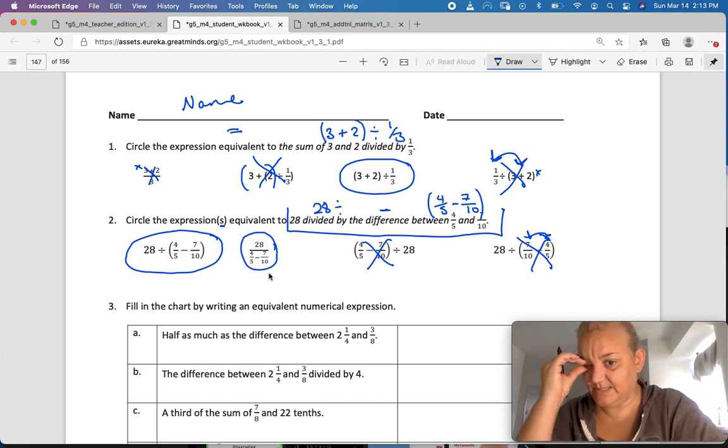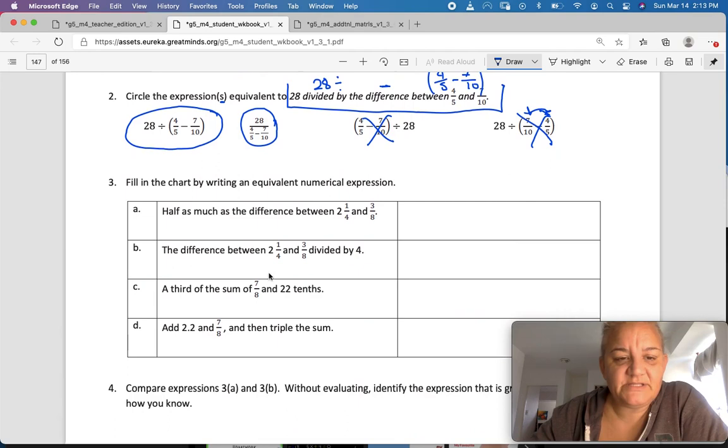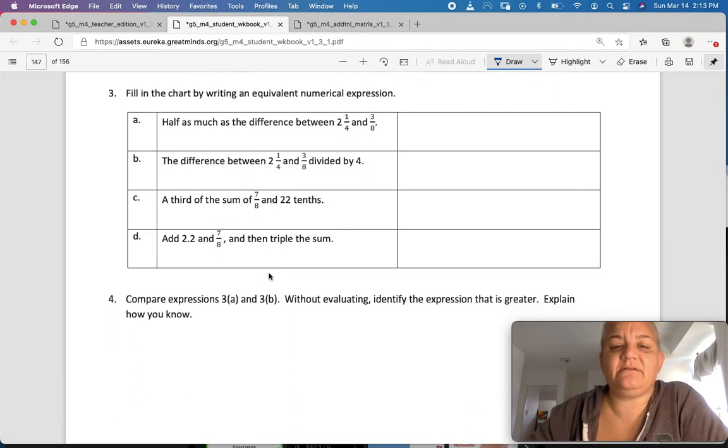Do you understand what we're doing? We're reading the English and we're turning it into numbers. We're turning it into expressions. Fill in the chart by writing an equivalent numerical expression.